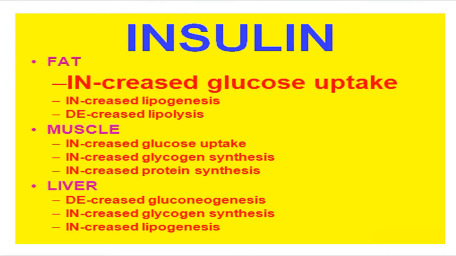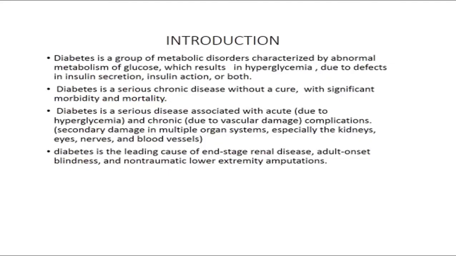So the function of insulin is summarized this way. In fat, it increases glucose uptake, increases lipogenesis and decreases lipolysis. In muscle, it increases glucose uptake, glycogen synthesis and protein synthesis. In liver, it decreases gluconeogenesis, increases glycogen synthesis, prevents glycogenolysis and increases lipogenesis. So basically insulin is an anabolic hormone.